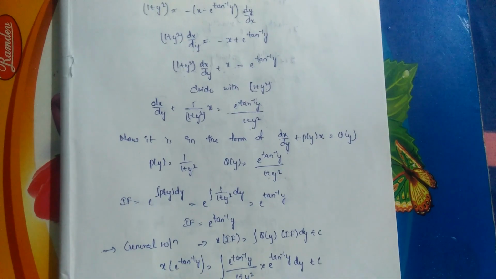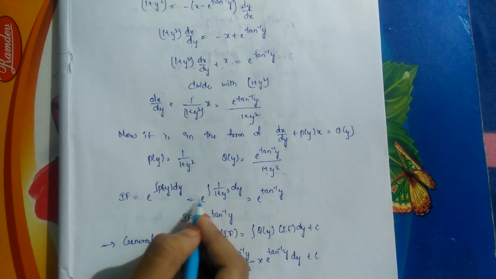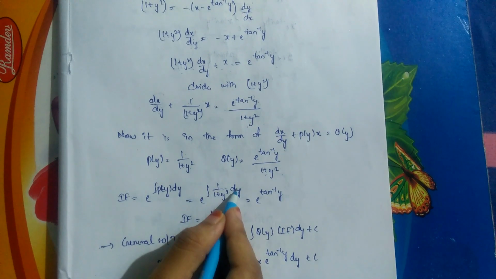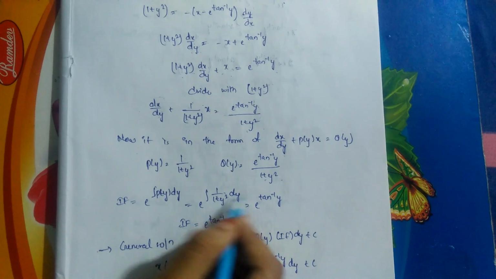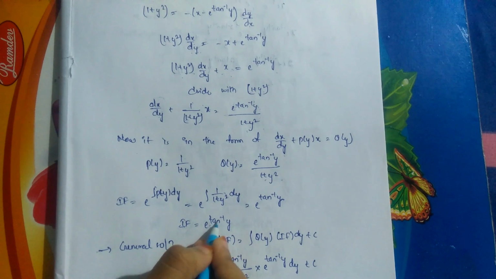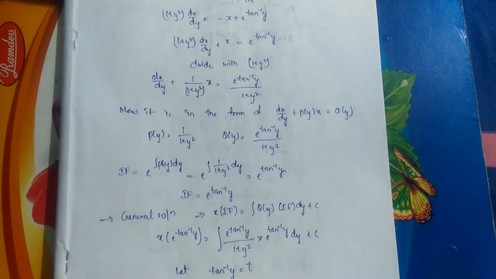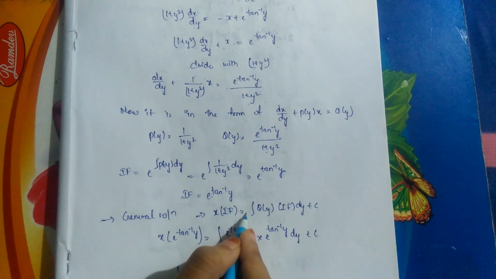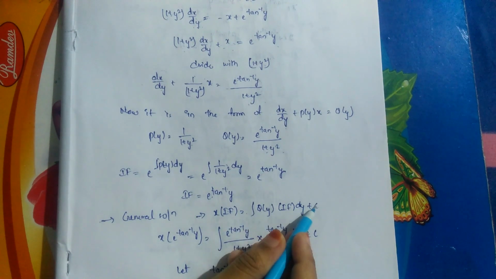We know that the integrating factor is e^(∫P(y)dy), which equals e^(∫1/(1 + y²)dy). The integration of 1/(1 + y²) is tan⁻¹y, by the formula. Now the integrating factor is e^(tan⁻¹y). We also have to find the general solution, that is x times the integrating factor equals the integration of Q(y) times the integrating factor dy, plus c.